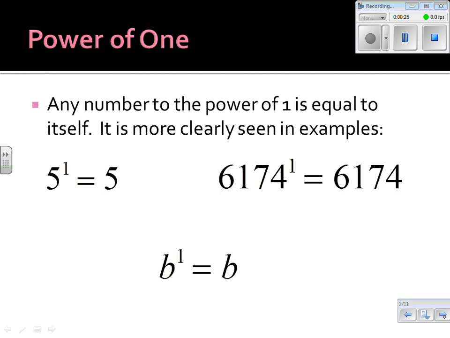The number 6,174 to the power of 1 is 6,174. And the variable b to the power of 1 is just b.